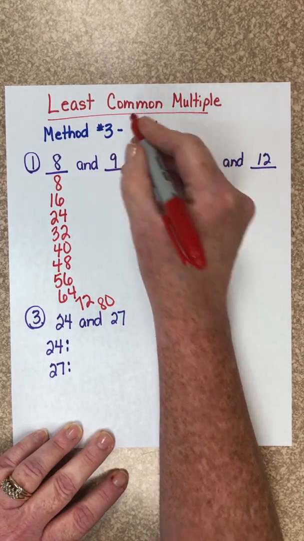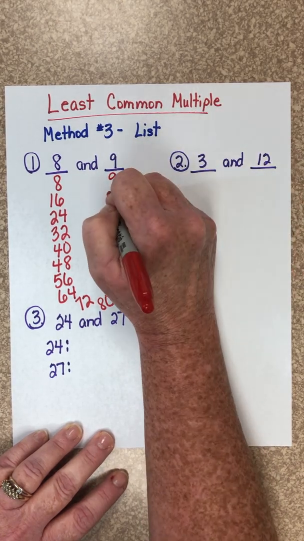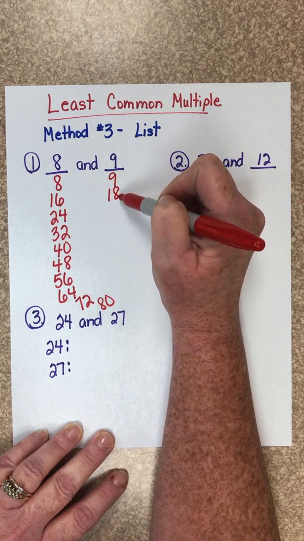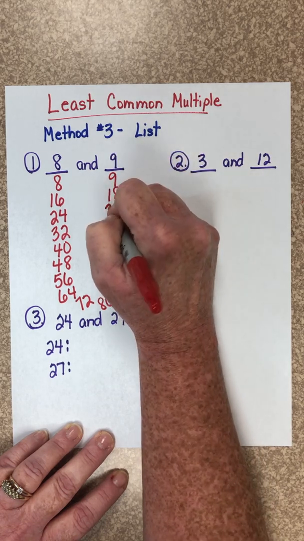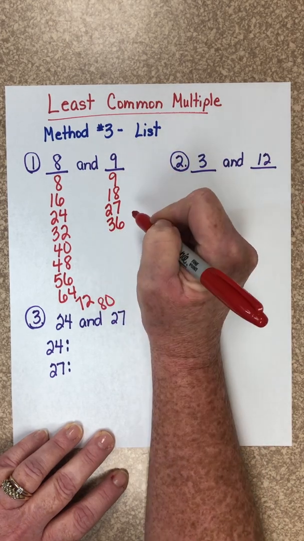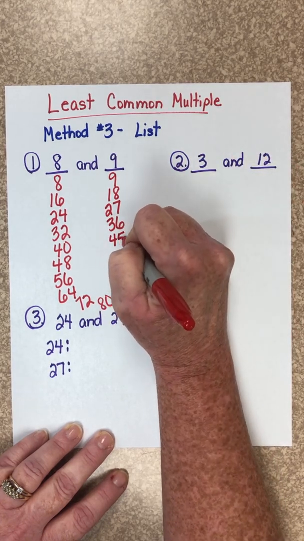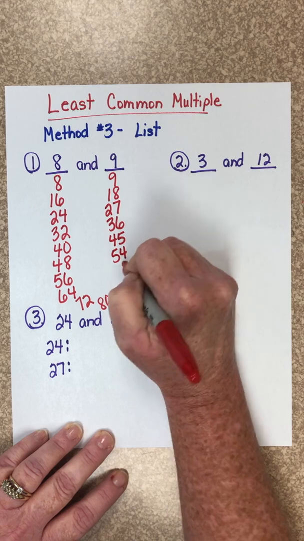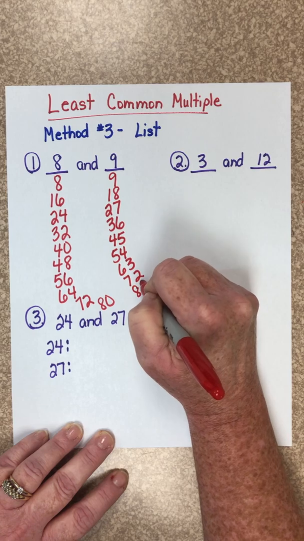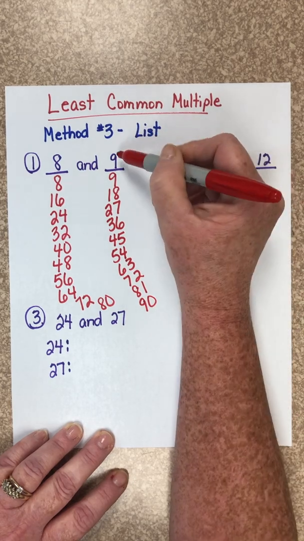So now let's go to 9. The first multiple of 9 is 9. The second multiple of 9 is 18. So this is 1 times 9 is 9, 2 times 9 is 18, 3 times 9 is 27, 4 times 9 is 36. Now I'm going to just continue with the multiples. That would be 45, 54, 63, 72, 81, and then 90. So this is the first 10 multiples of 9.